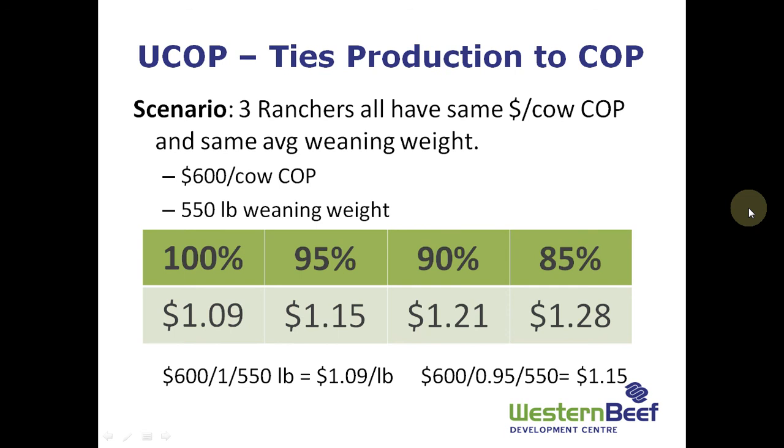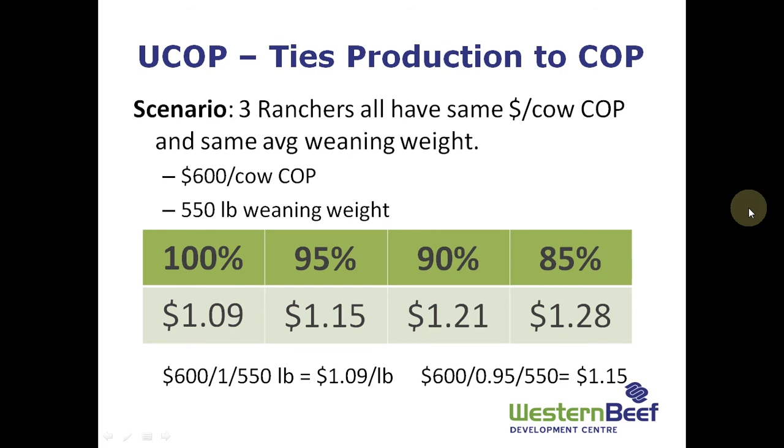Unit cost of production essentially ties production into your cost of production. Here's a scenario to try and make that make sense for you. If you have 3 ranches and they all have the same cost of production and all have the same average weaning weight, they could all require different break-even prices. If they all have $600 per cow and 550-pound calves, it really will depend on how many of those cows wintered a calf, so their calf crop percentage.